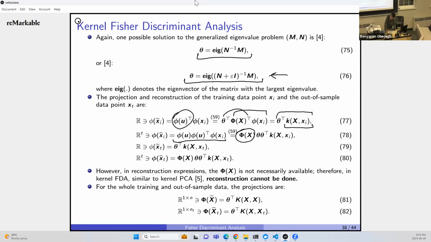Similar to what we had in dual PCA, kernel PCA, we don't have much reconstruction. Also here we have it for projection of out-of-sample data, but for reconstruction of out-of-sample data, again, we have phi of x here. So again, in kernel FDA, similar to kernel PCA, we can't reconstruct. Reconstruction cannot be done, right? We can also have projection and reconstruction for several out-of-sample data points and several training points.